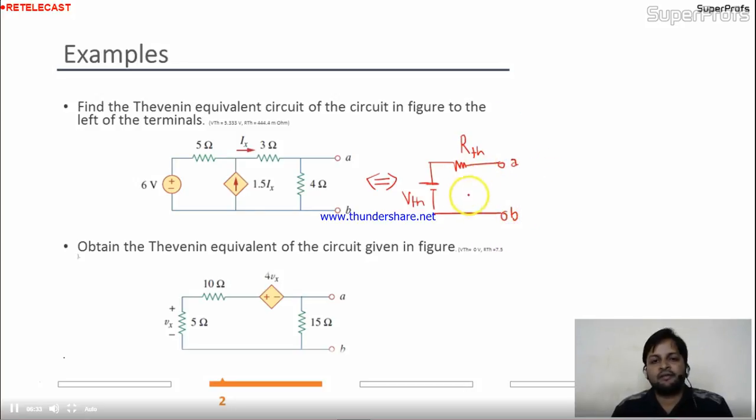See, A and B is the same. This entire circuit I have to reduce in this form. Is it okay? So again, this is up to you. This is homework for you. You have to do it.